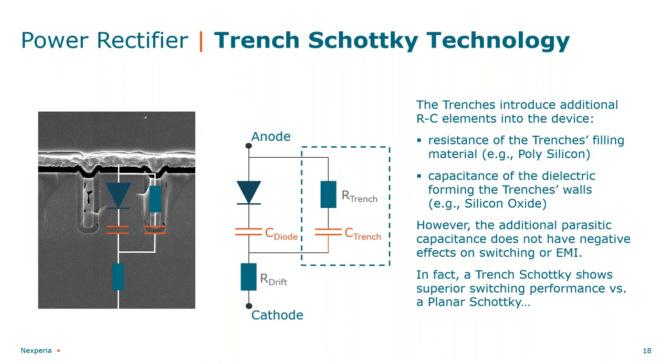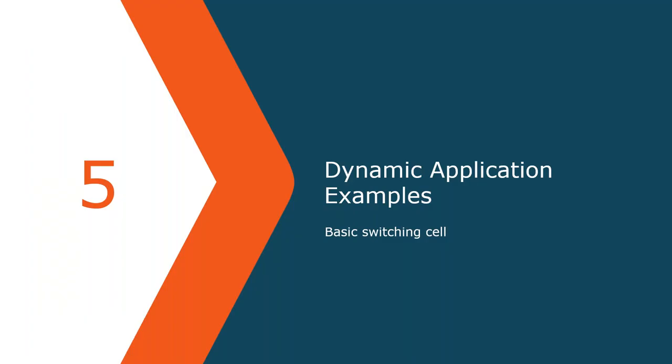However, this additional parasitic capacitance does not have any influence on the switching and also not on electromagnetic interference. And in fact, the trench Schottky is really superior compared to the planar Schottky if we look at switching applications. And speaking about switching applications, I will now hand over to Nima. He will guide us through some examples and explain why really trenches are superior.